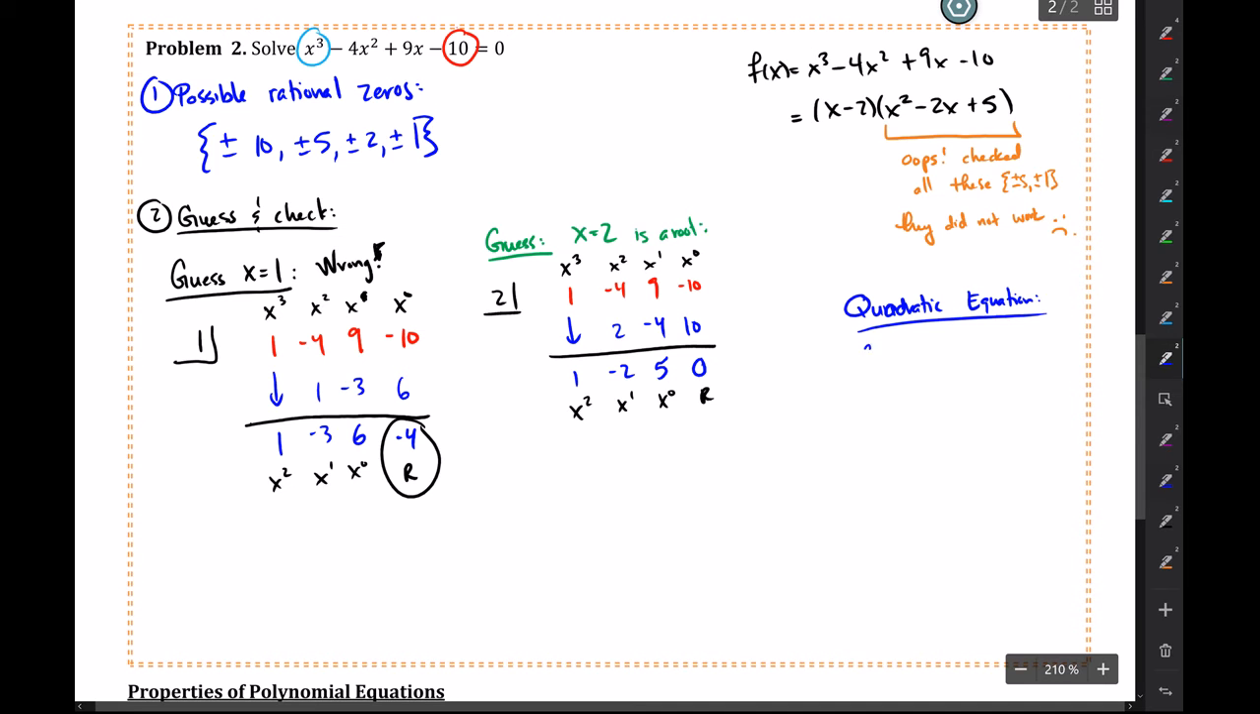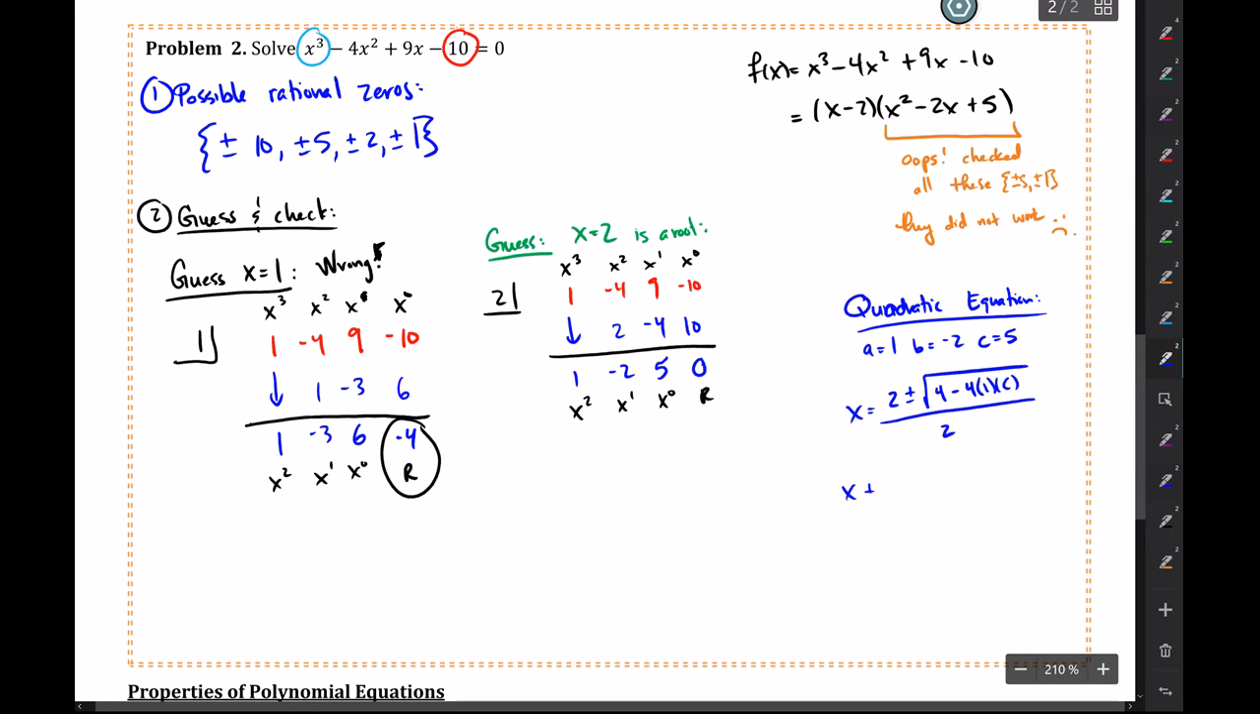So we have a is 1, b is negative 2, and c equals 5. So x must have been 2 plus or minus the square root of 2 squared minus 4ac all over 2a.